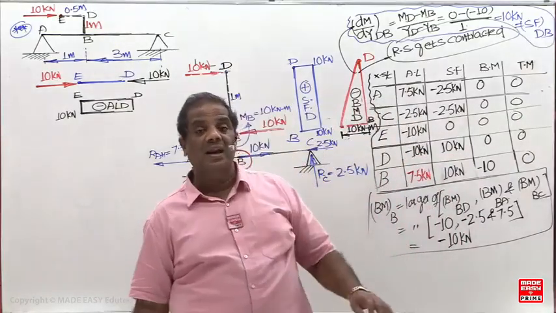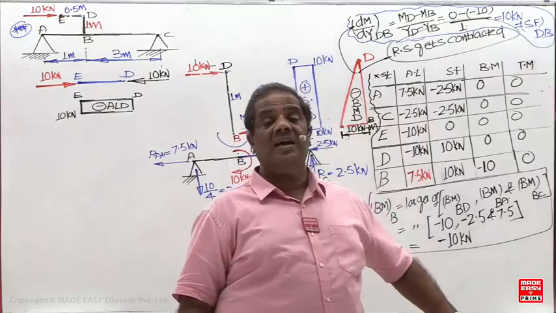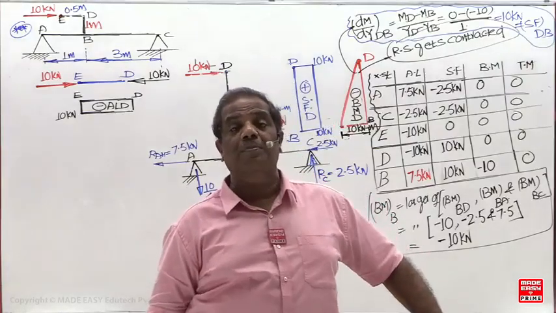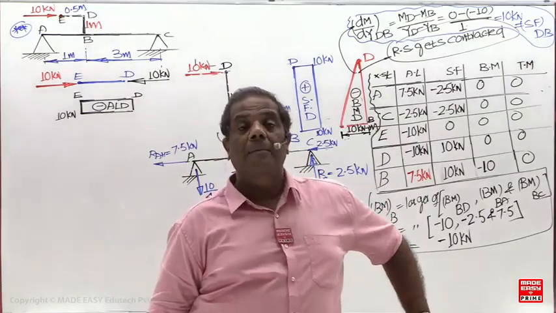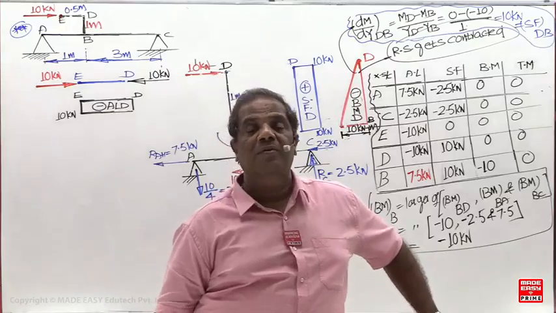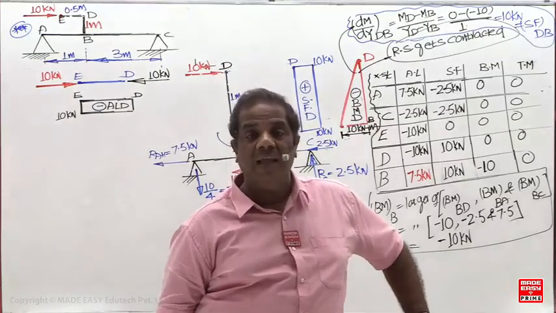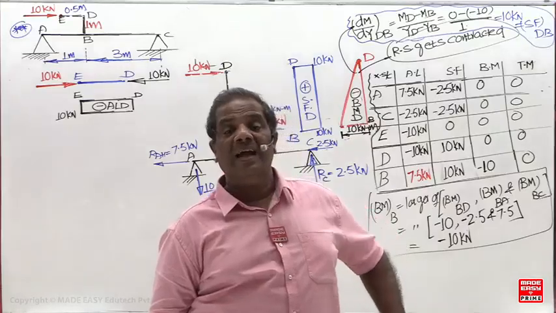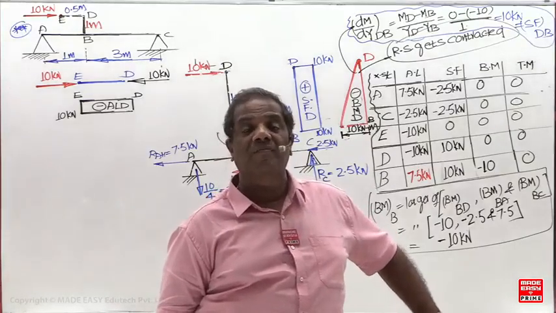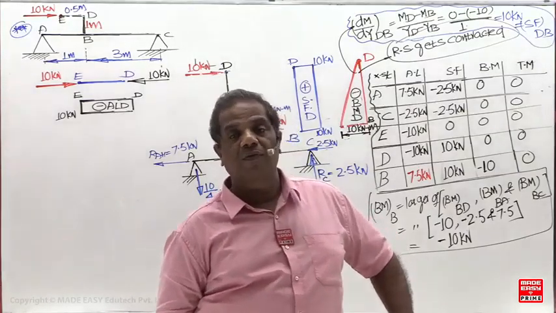So why are you taking left side contraction positive, right side contraction negative, top contraction positive, bottom contraction negative, back side is positive, front is negative? Sir, if you follow the sign convention, then only the slope of the bending moment diagram will give the shear force.